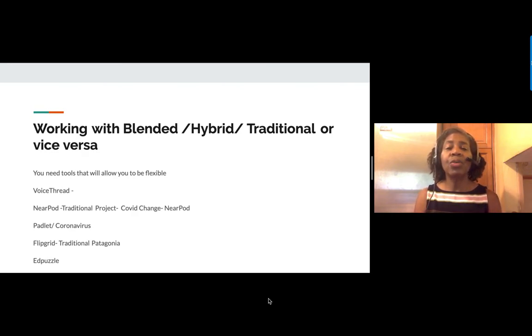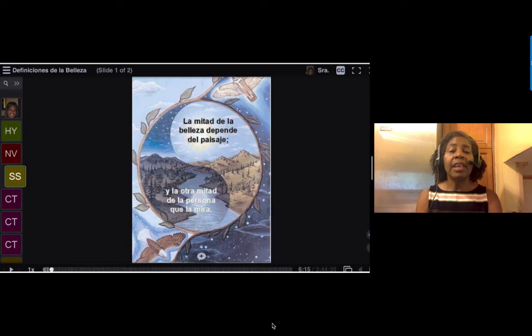Nearpod was one we began to use more during COVID. Padlet, as you saw when we did the memes, where the students put up the memes. But we also have discussion boards where students can just put a comment up, so they were accustomed to doing that. Flipgrid, we were using, and then Edpuzzle. These were all different ways that students could have an opportunity to discuss, and you can keep your class lively and relevant.